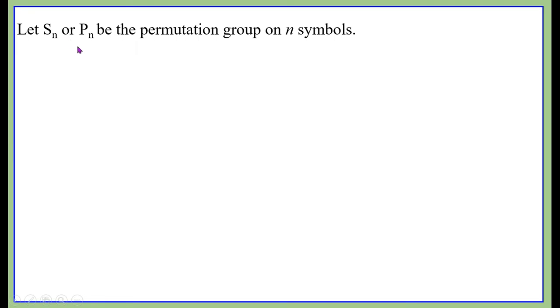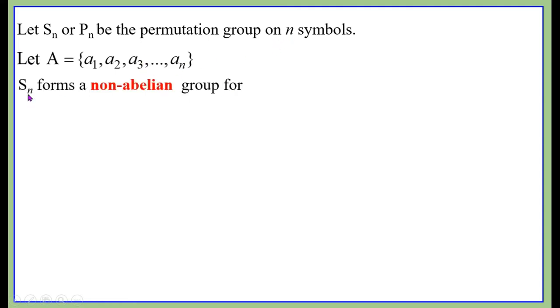Let S suffix n, or P suffix n, be the permutation group on n symbols. Let A be the set having elements A1, A2, A3, and so on up to An. These are the n symbols. Sn forms a non-abelian group for n greater than or equal to 3. And remember that Sn has n factorial elements.